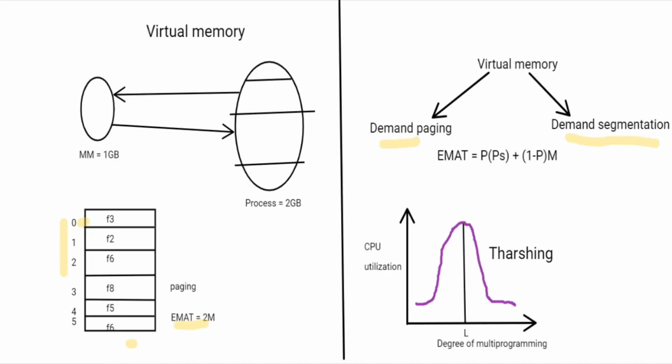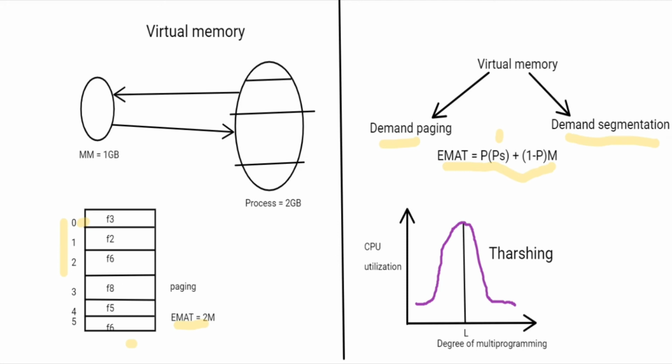You can see here, effective memory access time equals p times ps plus (1 minus p) times m. p is the probability that a page fault occurs. ps is the page fault service time, that is, the steps 1 to 6 which I've just shown you. 1 minus p is the probability of a page hit. m is the main memory access time. So this is the formula for effective memory access time in virtual memory using demand paging.